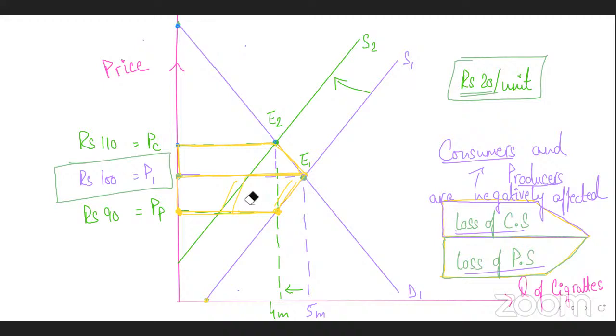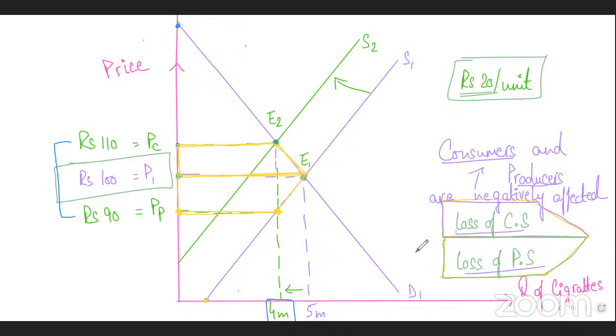So let me get rid of these extra things, right? Can anyone of you guess? The amount of tax per unit was 20, right? Now you have to pay close attention. The amount of tax per unit is 20. What is the new quantity, right?